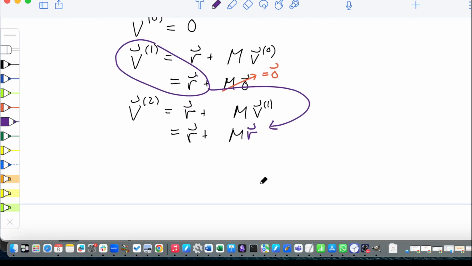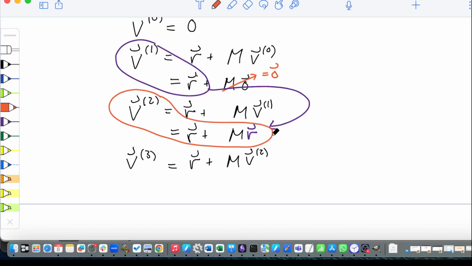Fantastic. What is V3? V3 is R plus M times V2. You take what we had before, and you feed it into here. Okay, great. R plus M times R plus M times R.